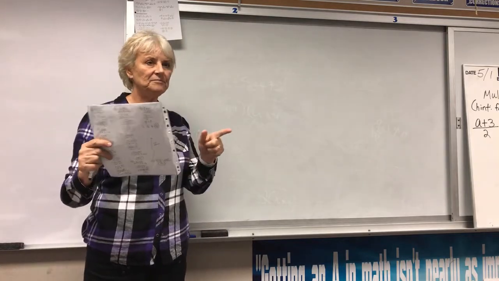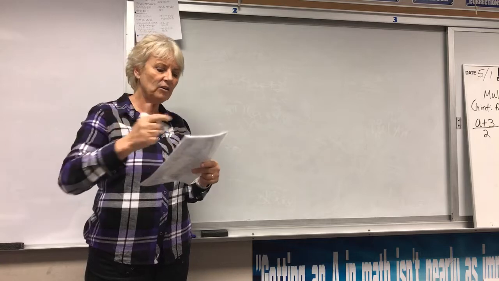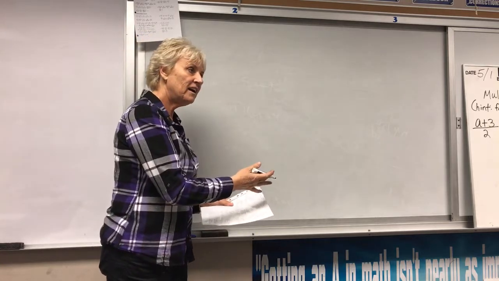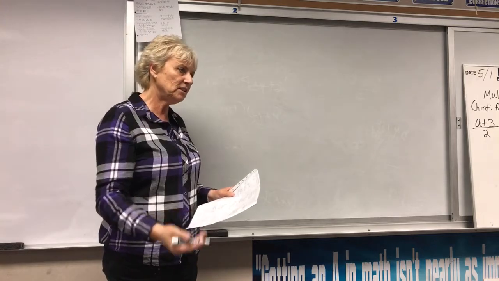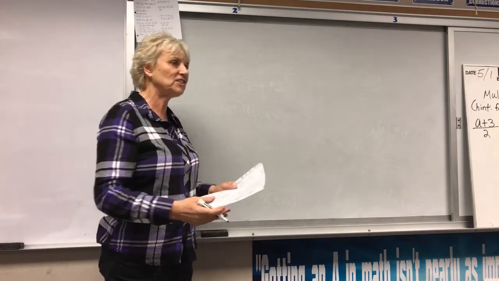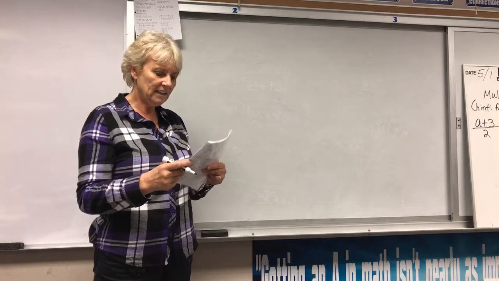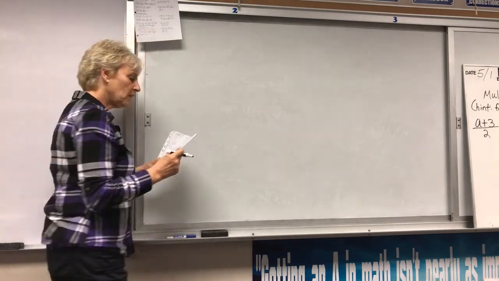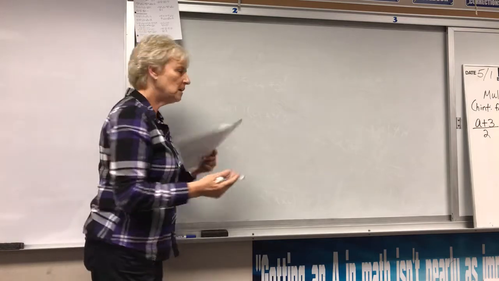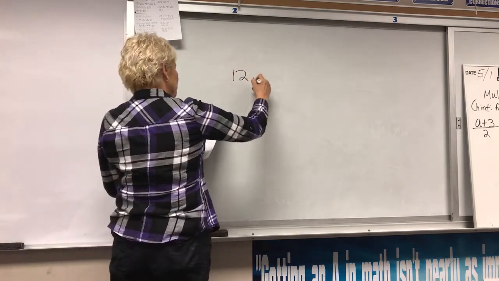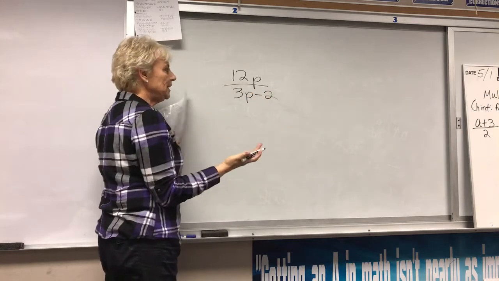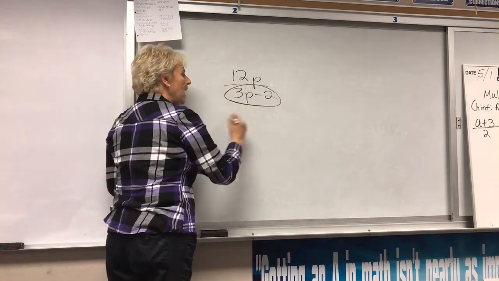1 through 6. Okay, now 7 through 11, I took you one step farther. I wanted you to find the excluded value and simplify. Okay, up to 11. Yeah. Number 9? Can't do anything with it. Okay, but you can find the excluded value.